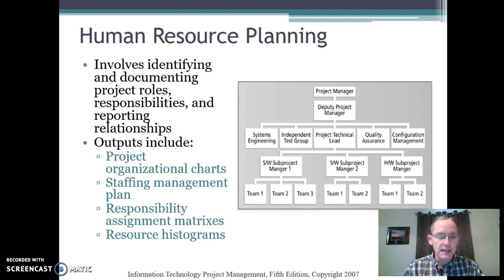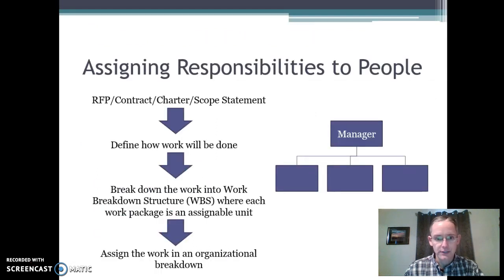And what this means, if you step back into the project plan from the objective standpoint, we're identifying project roles, responsibilities, and reporting relationships. People that we will assign to execute different parts of the statement of work. Outputs of human resource planning as the process are going to be your project organizational charts, staffing management plans, responsibility matrices, and resource histograms. So how do you go about assigning responsibilities to people from that statement of work?